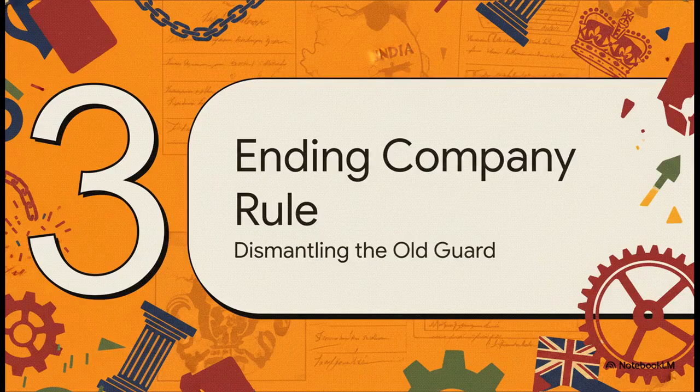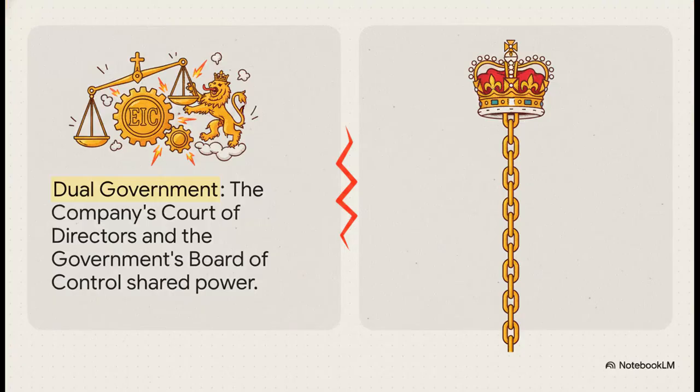So we get the why. Now let's get into the what. What exactly did this act tear down? Pay close attention here, because for your exams, these specifics are absolutely crucial. Before 1858, the system was this messy thing called dual government. You had the company's Court of Directors doing one thing, and the British government's Board of Control doing another. It was confusing, and their goals often clashed. The 1858 Act just swept all of that away. Boom, gone. It created one single direct line of command straight from the British Crown. It was a total overhaul.